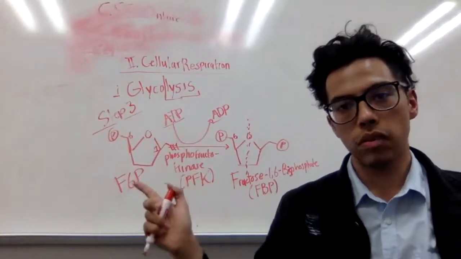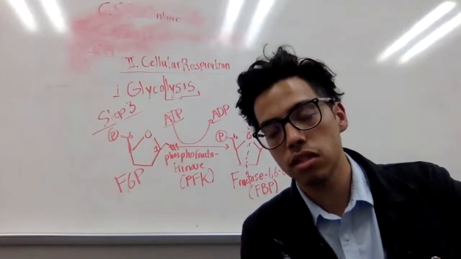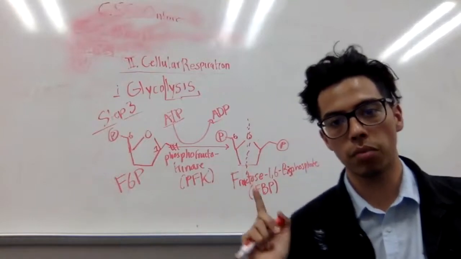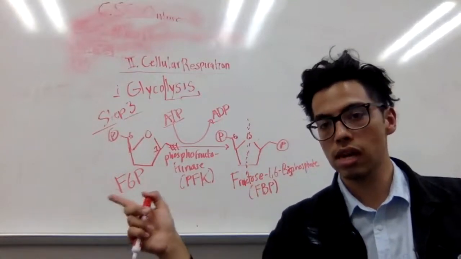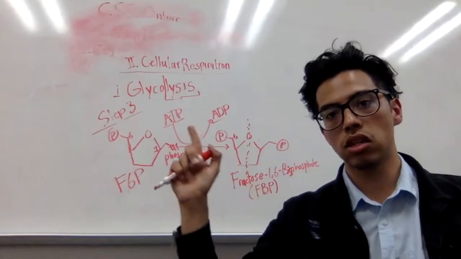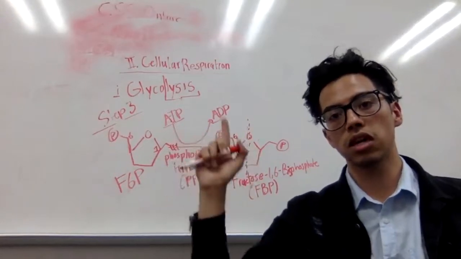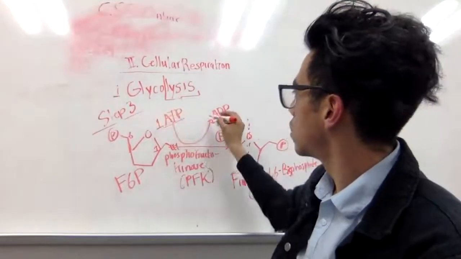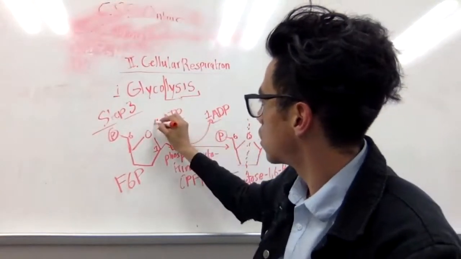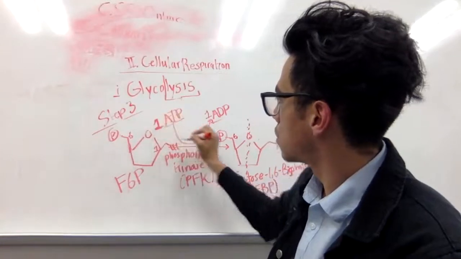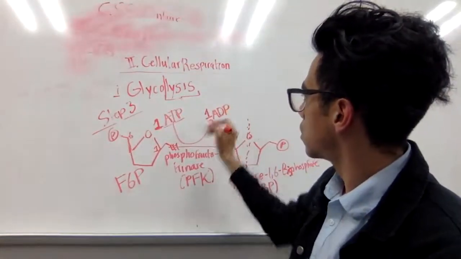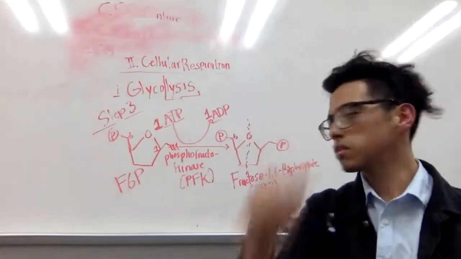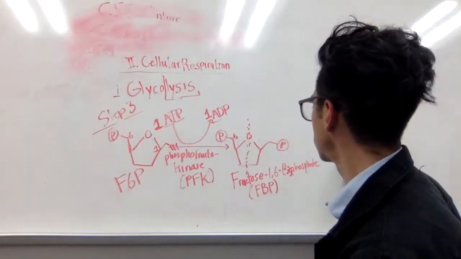But yeah, this step is one of the steps that you have to memorize. You have to know the enzyme, which is PFK. You need to know the starting molecule, or reactant, the product, and you need to know that this is an energy investment phase because we're investing one ATP molecule. If you have any questions, make sure to post them in the comments. Let's see what else.